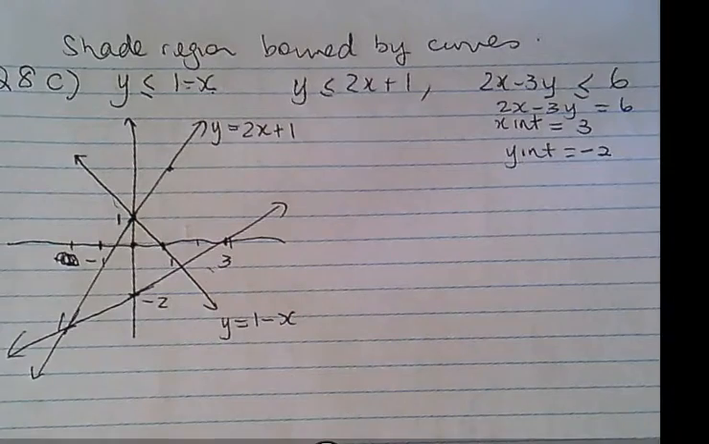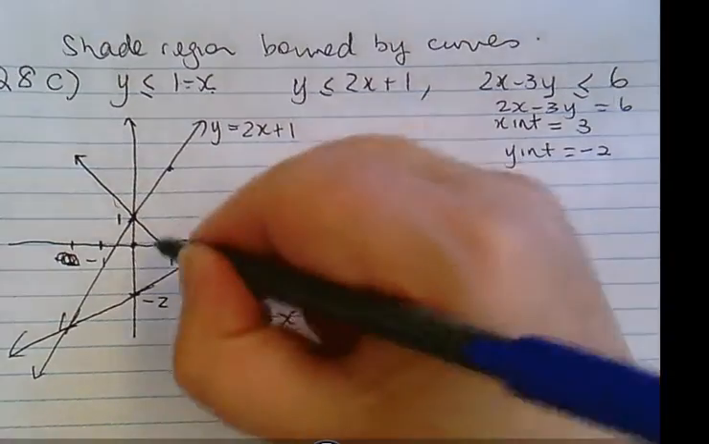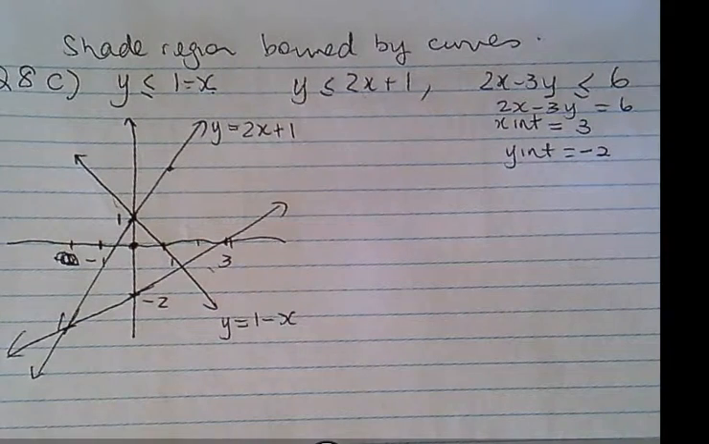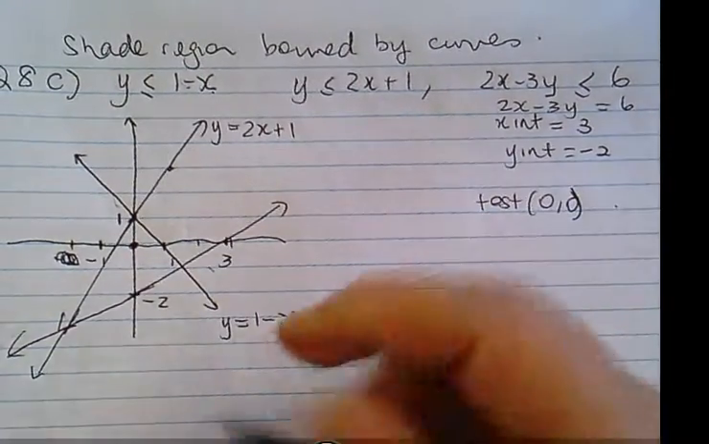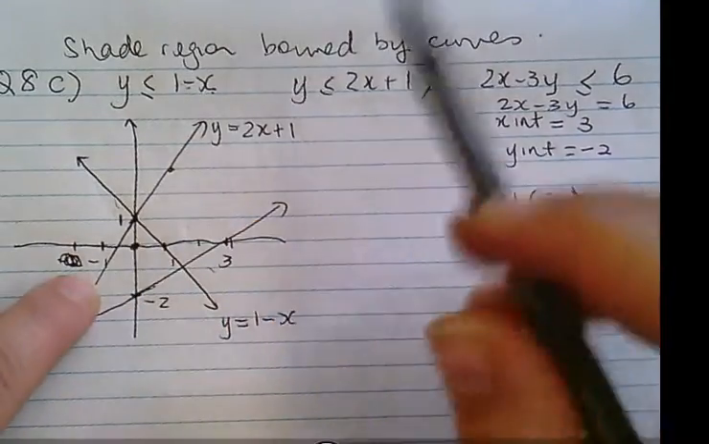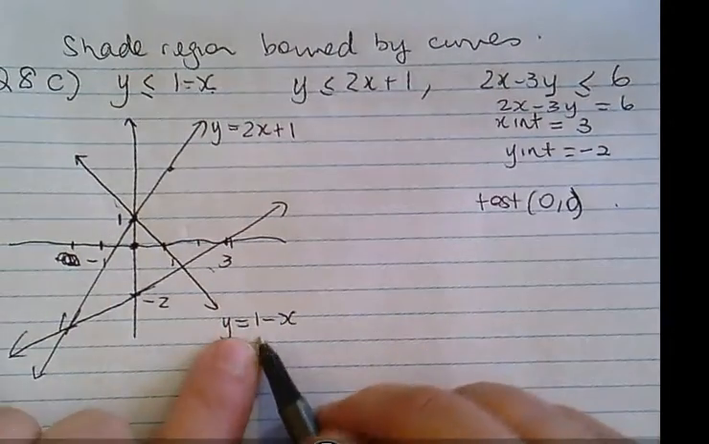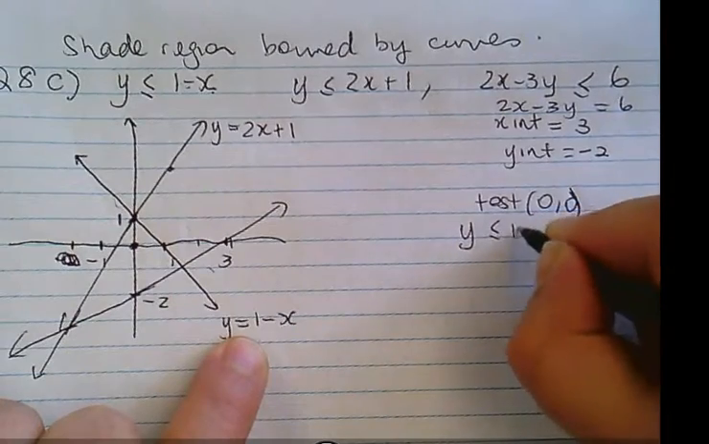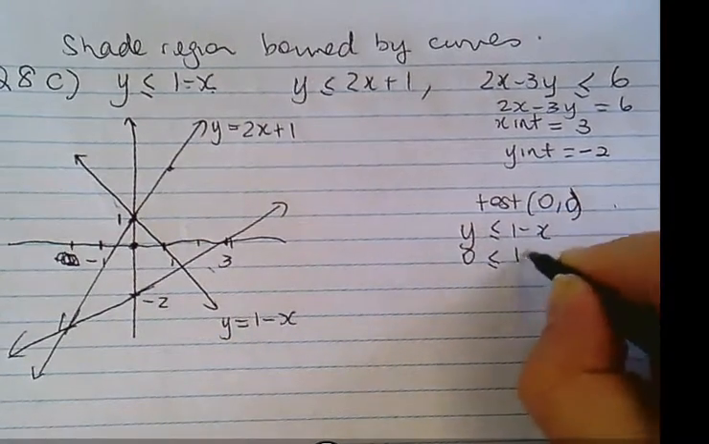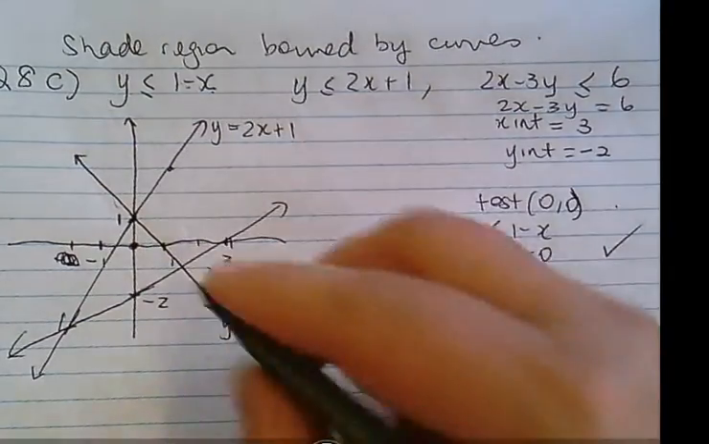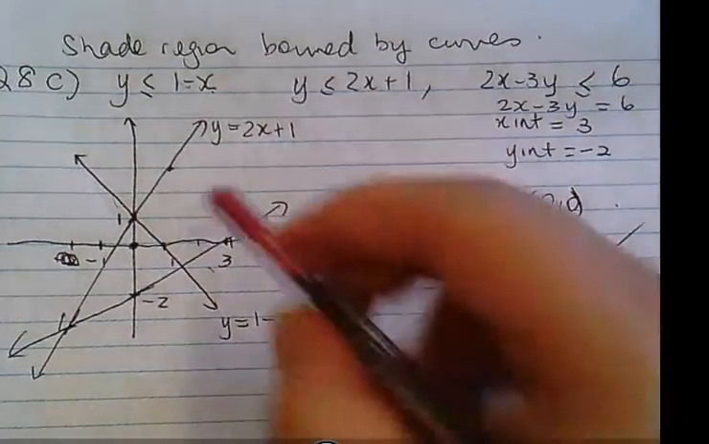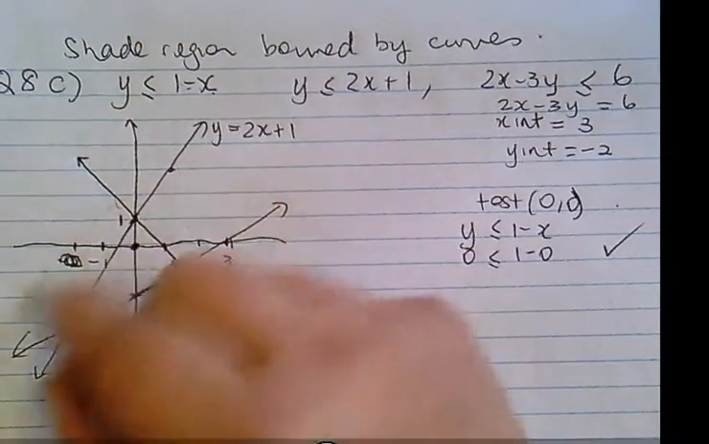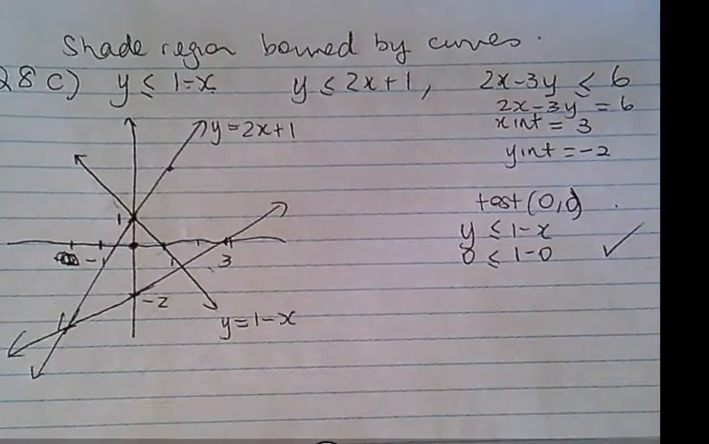Now, we have to shade. Now, look, 0, 0 lies in the middle of them all. We have to try 0, 0 for all of them. It's a good one to test, but you've got to test it with each line separately. So let's check it with y is less than or equal to 1 minus x. 0 is less than or equal to 1 minus 0, that's true. So for this first line, we would shade here, where 0, 0 is.